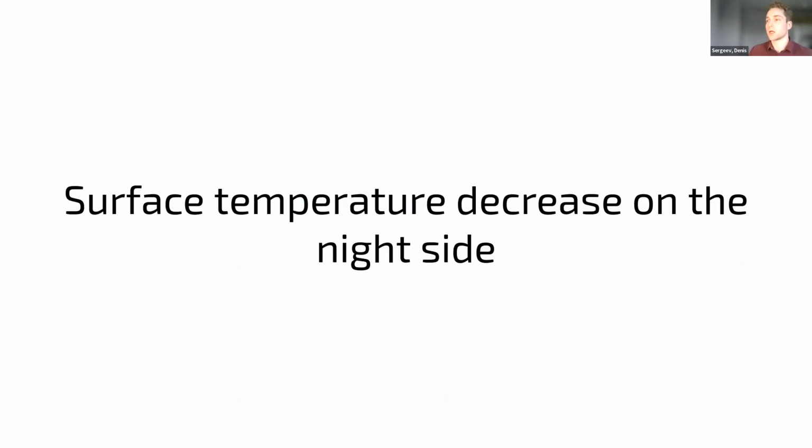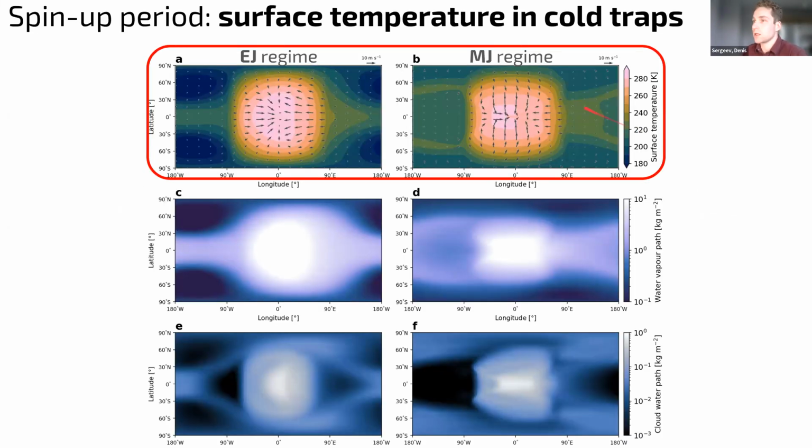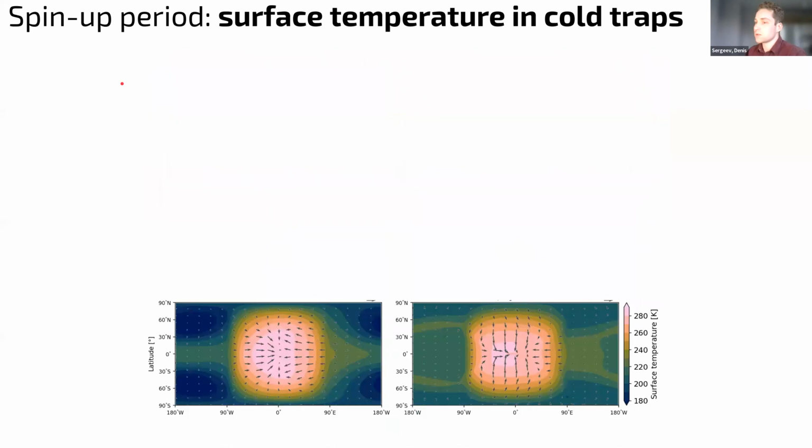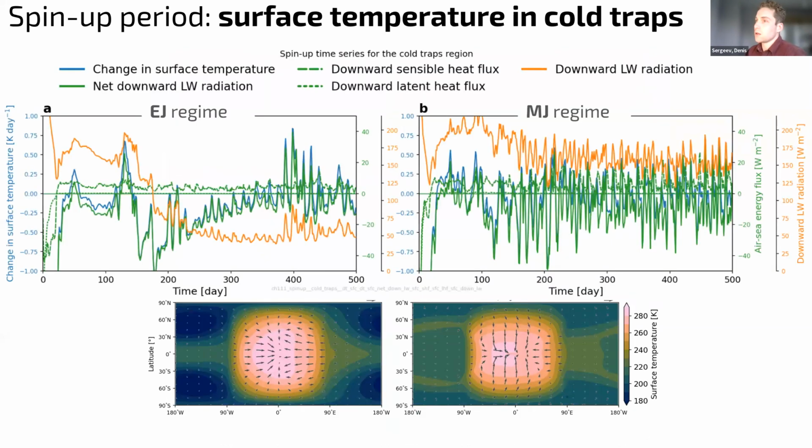Next I'm going to move on to another part of the spin-up process, namely the decrease of surface temperature on the night side in the equatorial jet regime simulation. So as you can remember from a few slides back, there's a big difference in the surface temperature between these two regimes, even given the same convection scheme and other model parameters. So to explore why this happens, I looked at the surface temperature heat balance in the cold traps, averaged over the cold trap regions for both simulations.